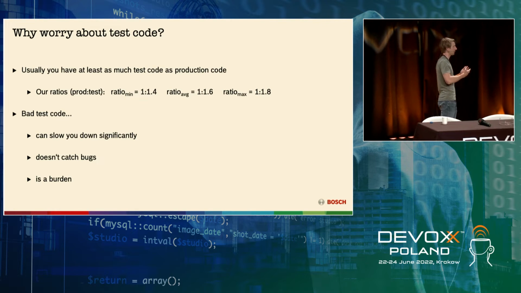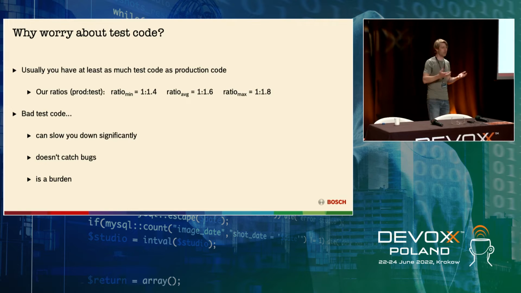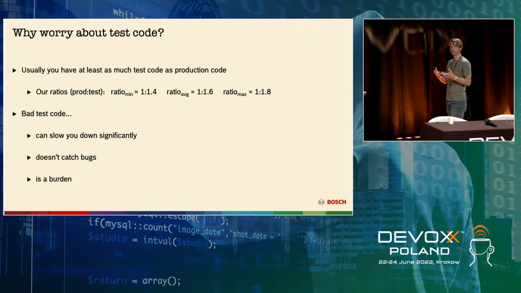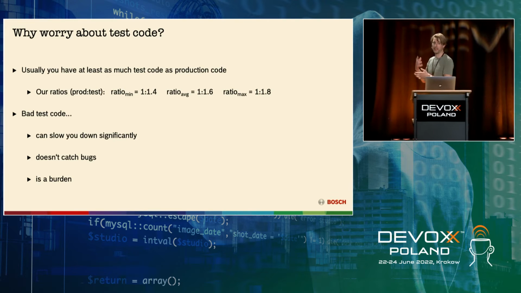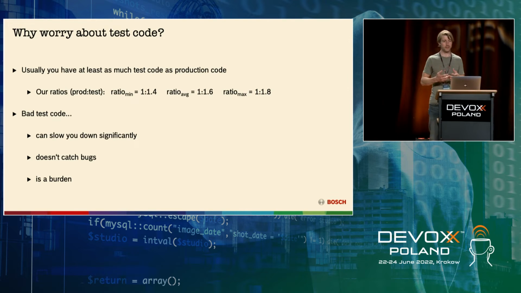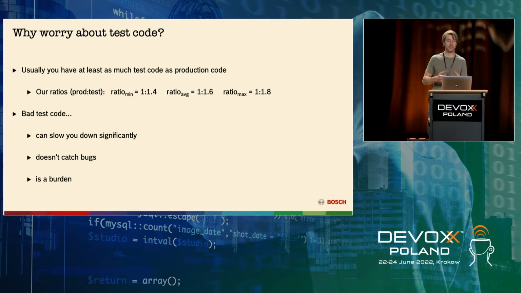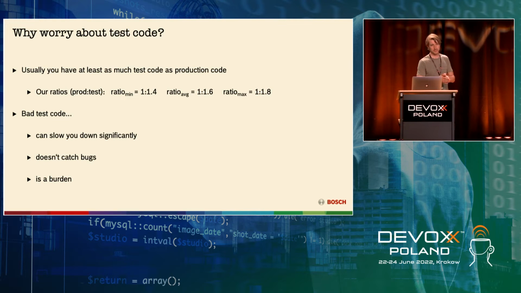And I think the reason for that is, of course, you want to make sure that you have a safety net if you release stuff, right? You don't want it to break. Also, it gives you freedom to refactor and everything. So the ratio on average in our systems is 60% more test code than production code.